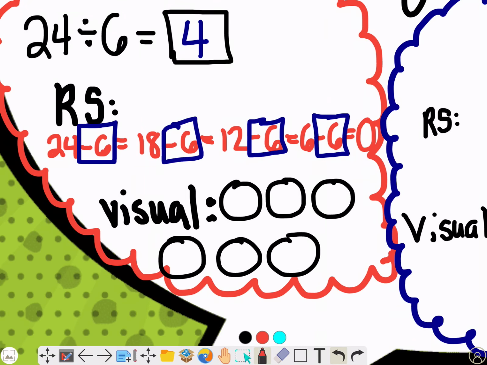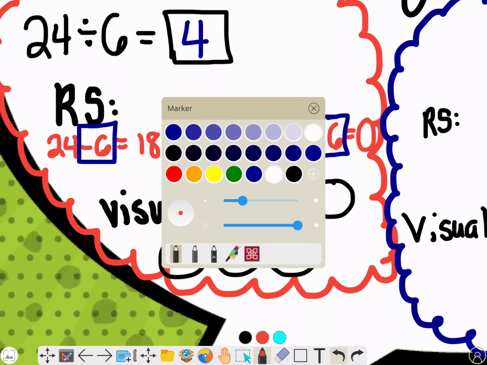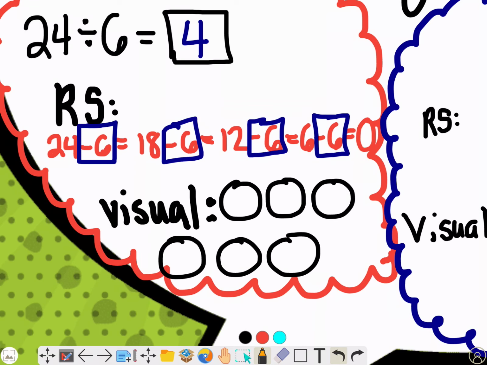Well, you can just do tallies or X's or dots. I'll do some larger dots because that'll be quick. So you have $24 you're breaking up. Each person gets $1 at a time to make sure it's fair. So 1, 2, 3, 4, 5, 6, 7, 8, 9, 10, 11, 12, 13, 14, 15, 16, 17, 18, 19, 20, 21, 22, 23, 24. So each person is going to have $4.